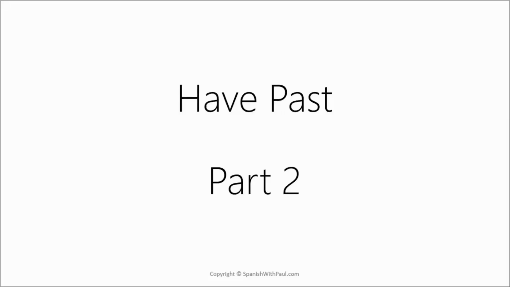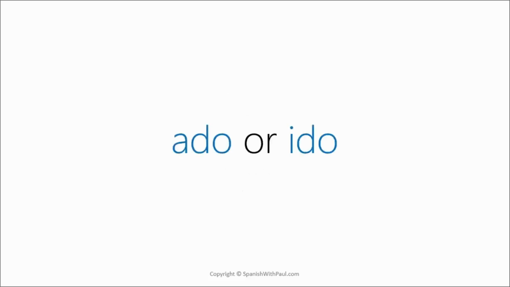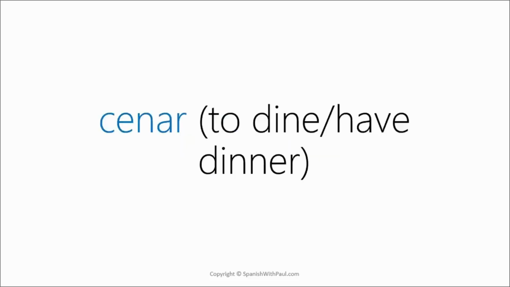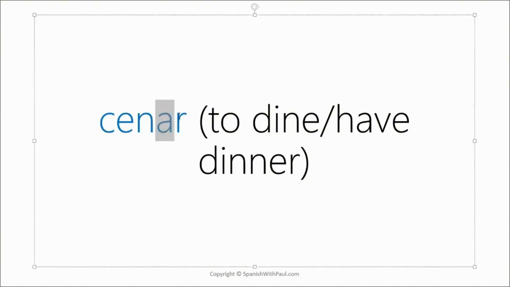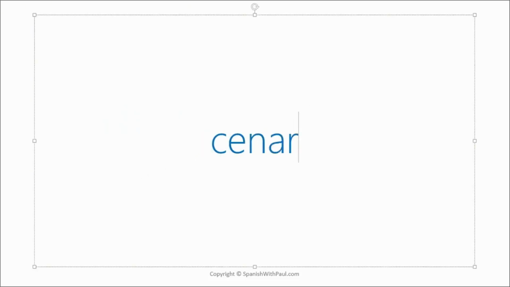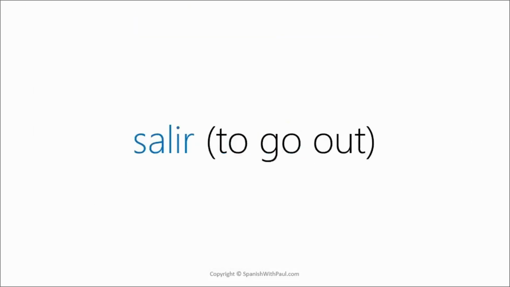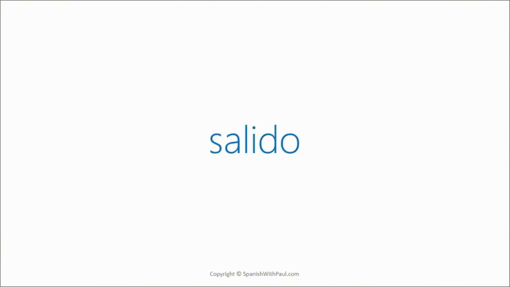Up next, I'd like to practice getting this ado or ido sound. For example, if we have the verb cenar, which means to dine or to have dinner, we have an AR verb. So that one goes to cenado. The AR gets replaced with this ado sound, cenado. But if it is not an AR verb like salir, to go out, we get this ido sound. So salir goes to salido. We have cenar, cenado, salir, salido.